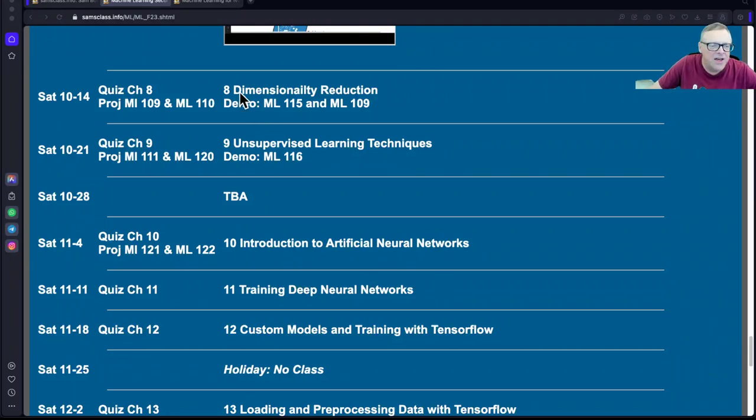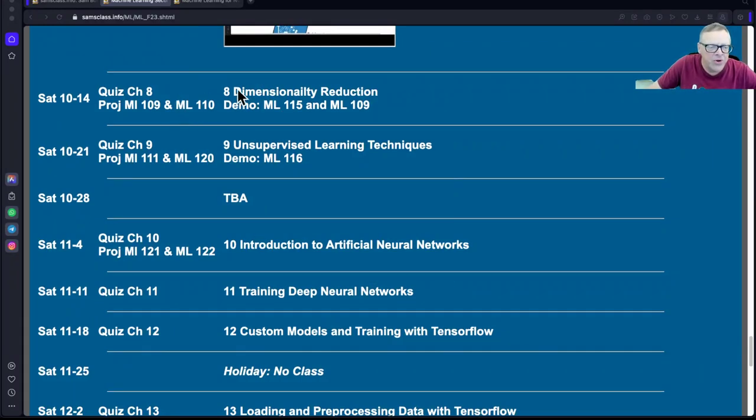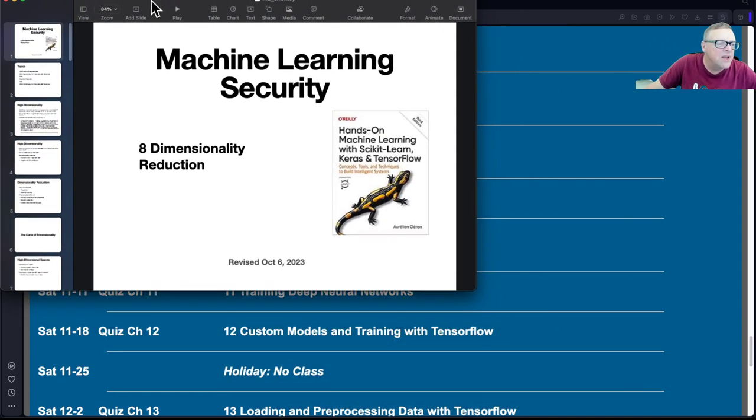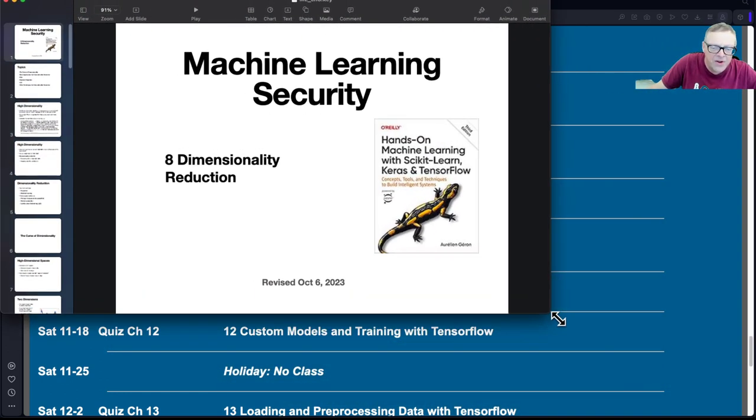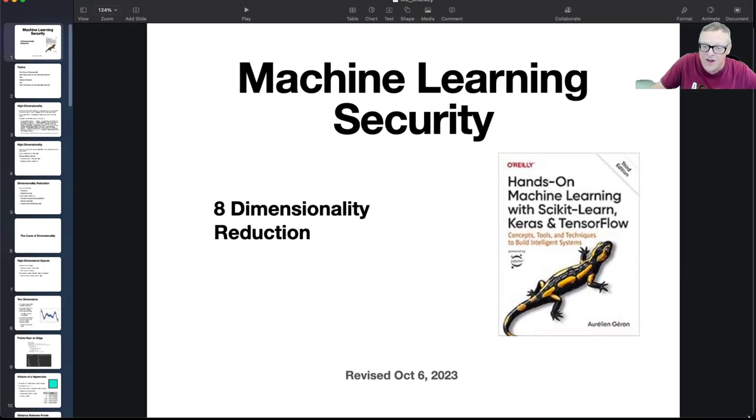We're here down to chapter 8, dimensionality reduction. So here's the slides that go with this. And I thought this was very interesting. That's why I'm several weeks ahead in this class, because I'm racing ahead. This stuff is fascinating, because I'm sure I've mentioned to you before, I did incredibly early versions of this many decades ago. And I'm fascinated to see how it grew up and became useful.